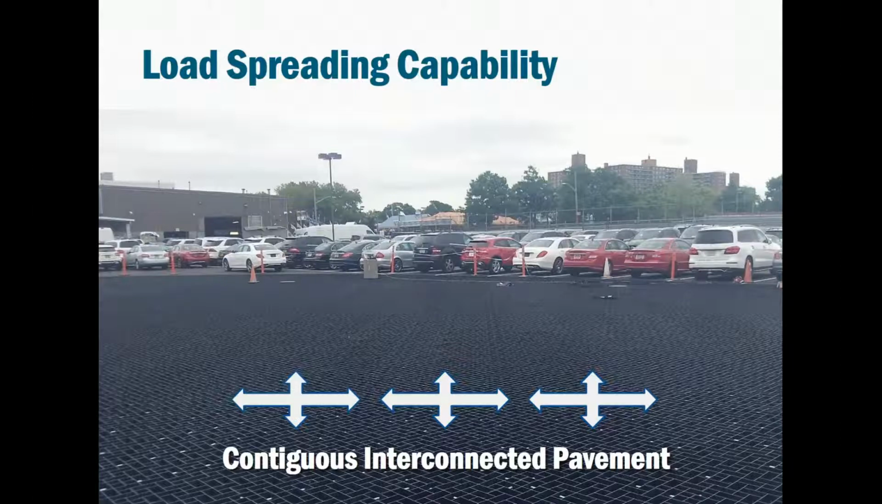This allows for higher vehicle weights to drive on the system with a thinner cross section and allows for the system to be installed over poor subgrades. Systems with disjointed cell walls tend to flex, so they don't have that same load spreading capability.